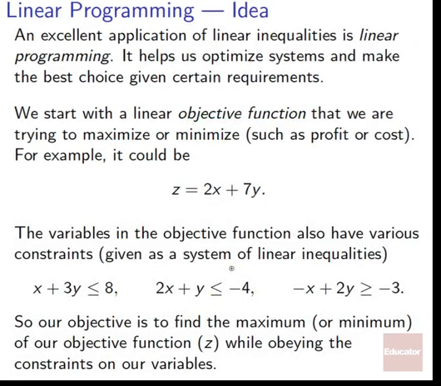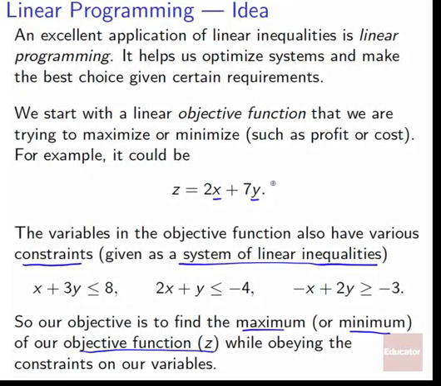And indeed, when you're working with linear programming, the variables in the objective function, these variables x and y, are going to have various constraints on them, things that keep them from being able to go anywhere. And those constraints will be given as a system of linear inequalities. So we might have constraints like x plus 3y must be less than or equal to 8, 2x plus y must be less than or equal to negative 4, and negative x plus 2y must be greater than or equal to negative 3. So our objective will be to find the maximum or minimum of our objective function.